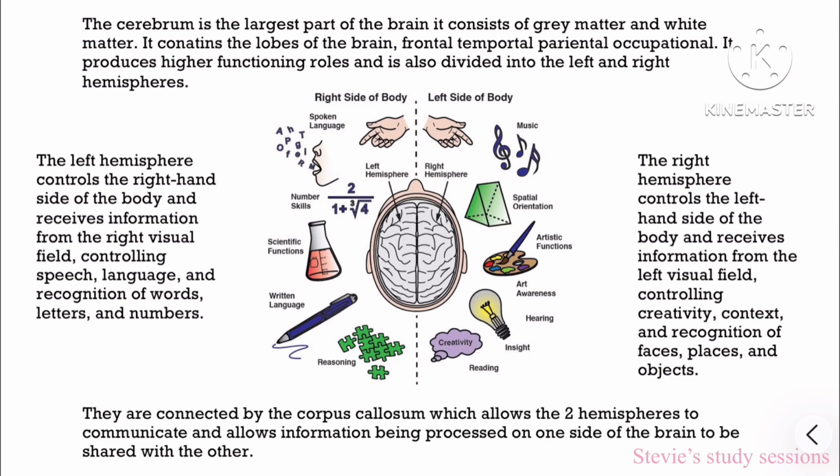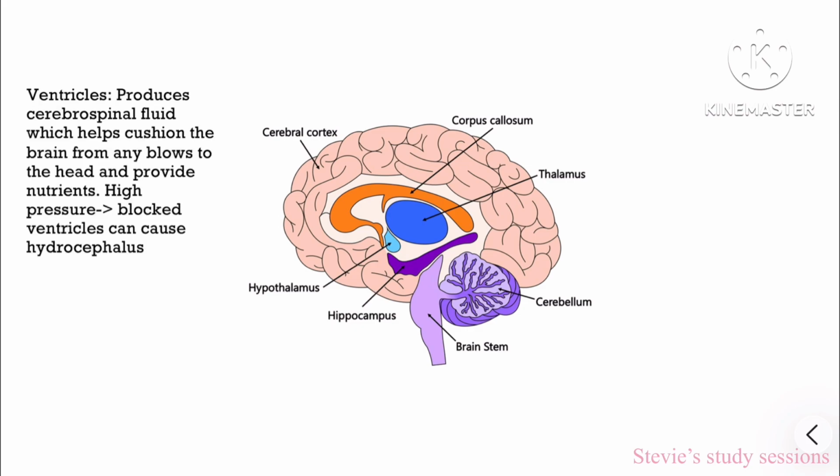The left and the right hemispheres are connected by the corpus callosum, which allows the two hemispheres to communicate and allows information being processed on one side of the brain to be shared with the other side of the brain. Finally, ventricles produce cerebrospinal fluid, which helps cushion the brain from any blows to the head and provide nutrients. High pressure leads to blockage in ventricles, which can cause hydrocephalus. The hypothalamus regulates eating, drinking, and motivated behaviors.